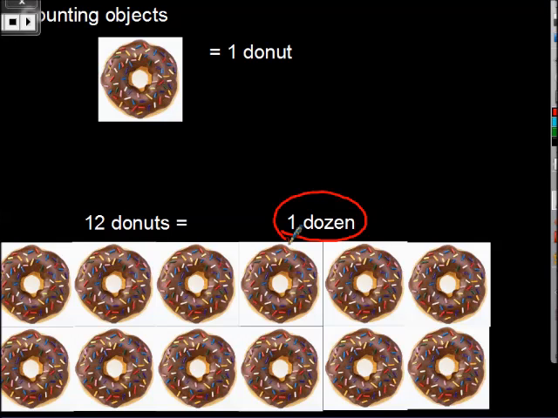Why? Because a dozen is an easier number to say. It's a counting number. And a dozen means 12 no matter what you have. Whether I have a dozen eggs or a dozen donuts or a dozen of anything, I know what that means is 12.